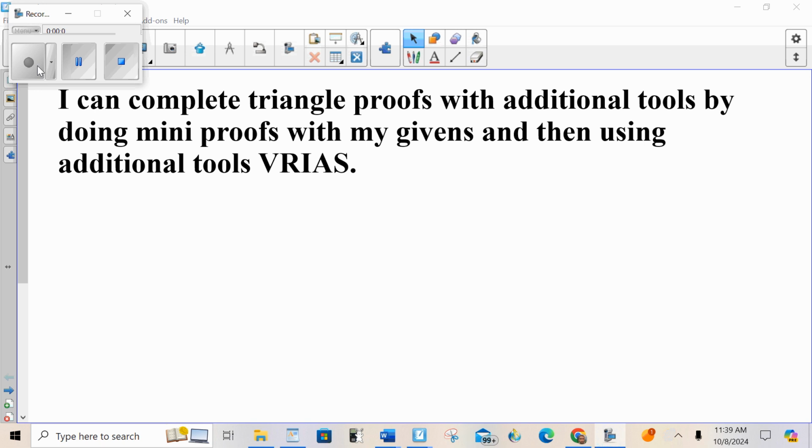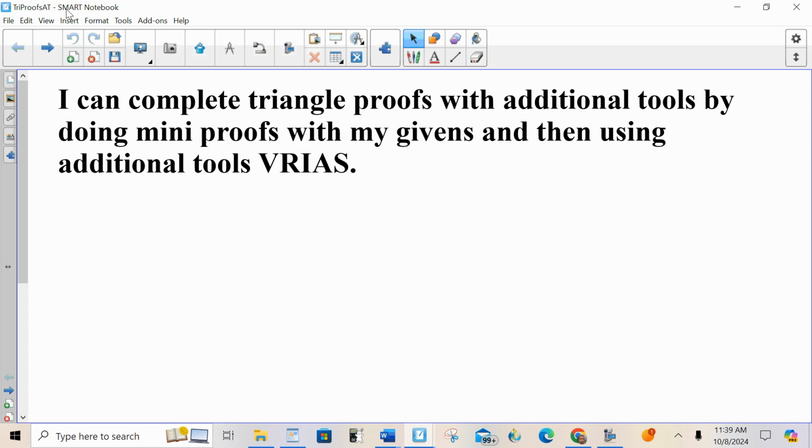Hello everybody, today I can complete triangle proofs with additional tools by doing mini proofs with my givens and then using additional tools, VRIAS. So, you should have already watched the lessons on addition and subtraction property mini proofs and isosceles triangle theorem mini proofs. This is all putting it together.